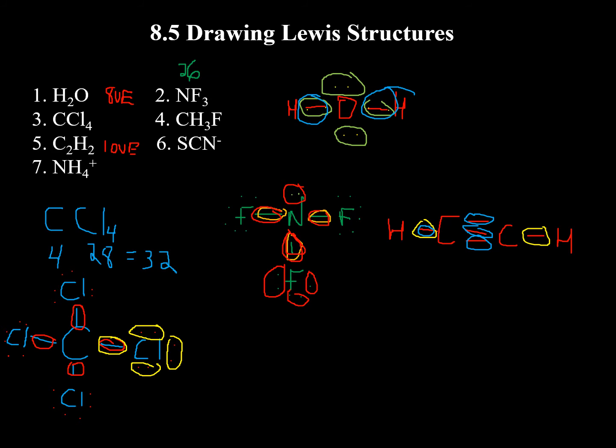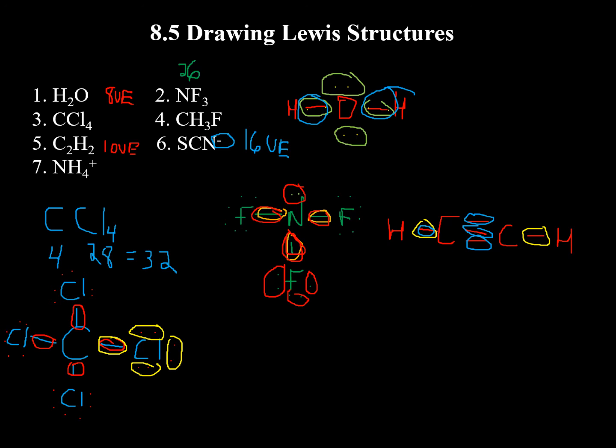Number 6, SCN minus. So the sulfur has 6 valence electrons. The carbon has 4. The nitrogen has 5. Plus you have a negative charge. So 6 plus 4 plus 5 is 15. Plus a negative charge, we have 16 valence electrons. The carbon needs 4 more to make 8. The sulfur needs 2 more to make 8. And the nitrogen needs 3 more to make 8.